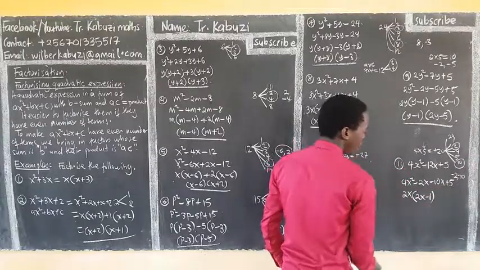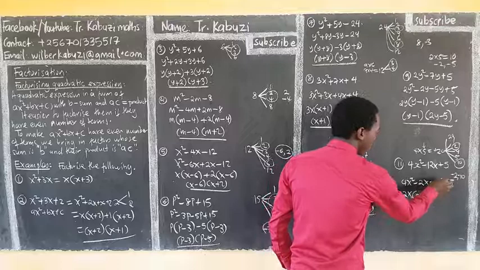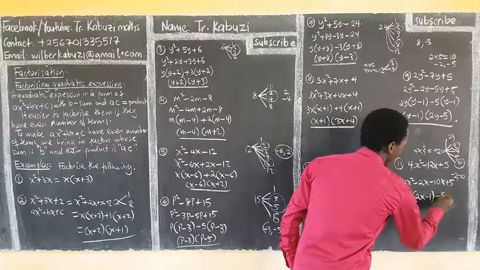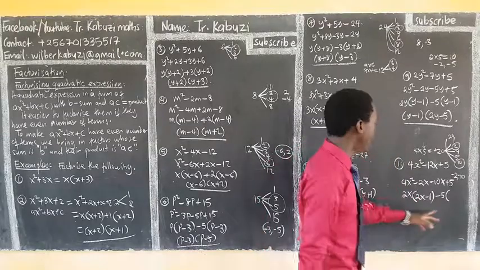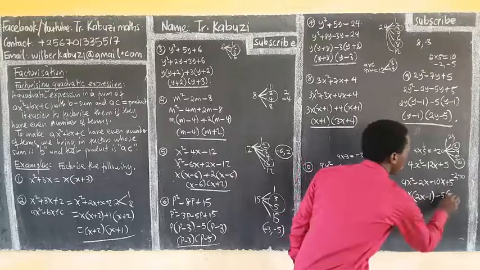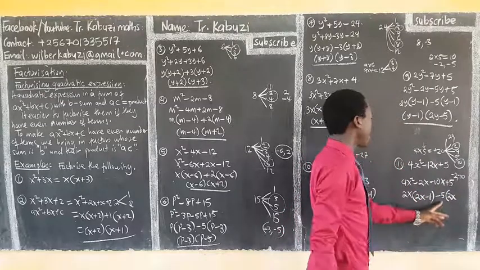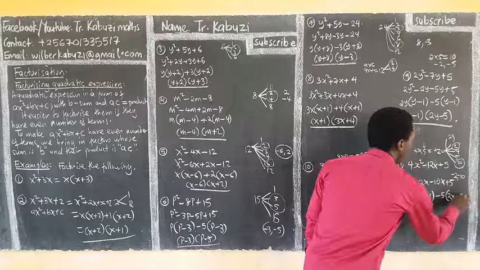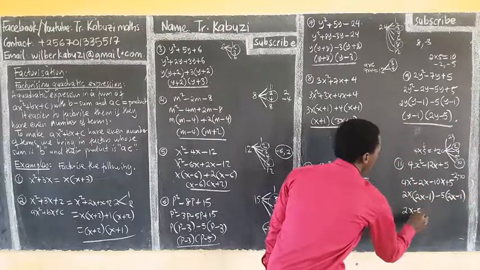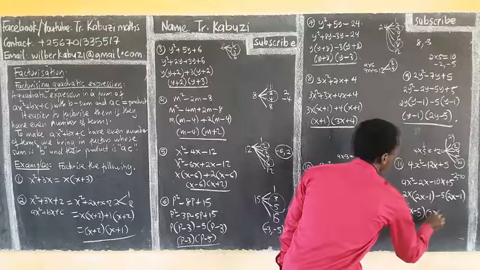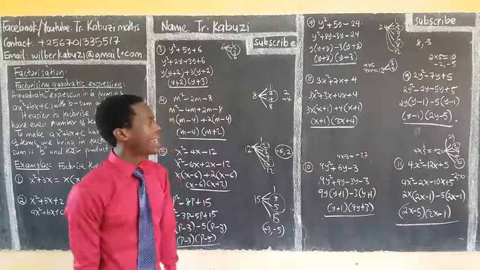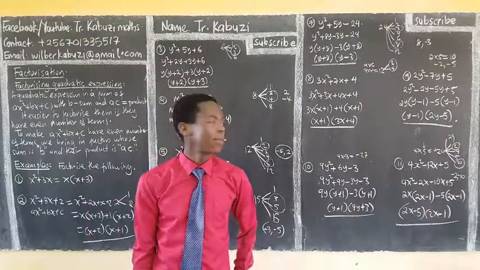Now I want the coefficient of x to be positive, meaning I want to remove a negative 5 from here. When you divide a negative 5 here, you have a positive 2x. When you divide a negative 5 here, you get your negative 1. And the brackets are the same. So you have 2x minus 5 into 2x minus 1. And that's how we factorize that. So remember, that's how we handle factorization of quadratic expressions.